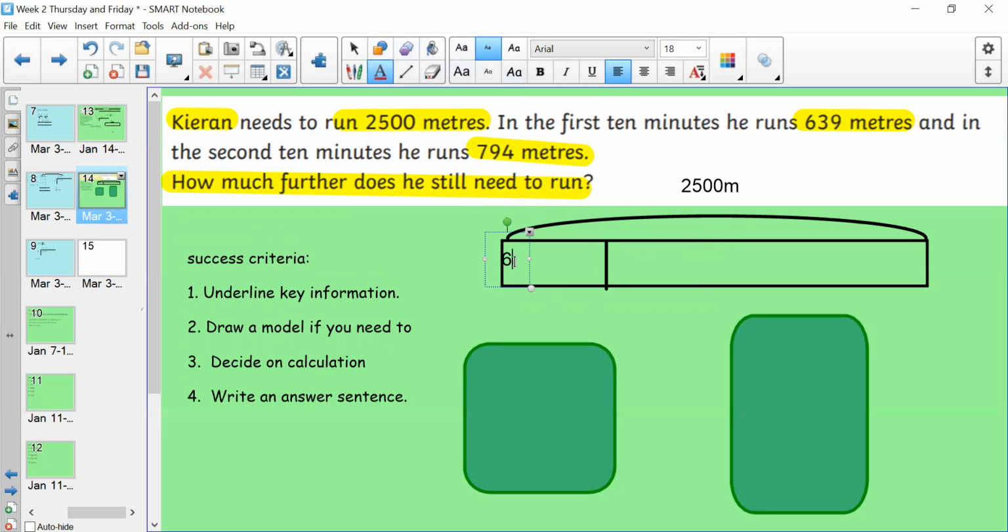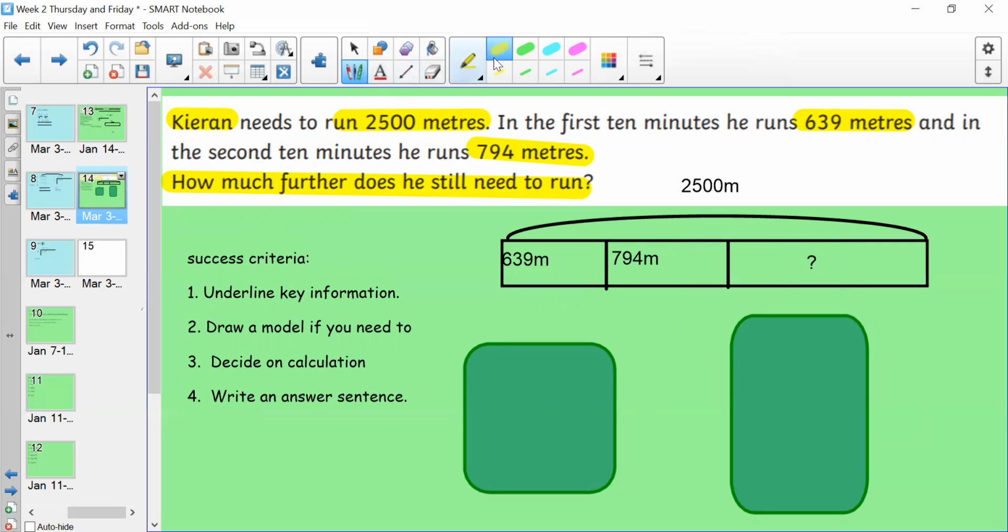So 639 meters is what he ran in the first 10 minutes. Then in the second 10 minutes, he runs 794 meters. Okay, so then I could add that in here. So this is what he has already run. Okay, so this distance here is what he still needs to run, which is what the question is asking us. How much further does he still need to go to get 2,500 meters?